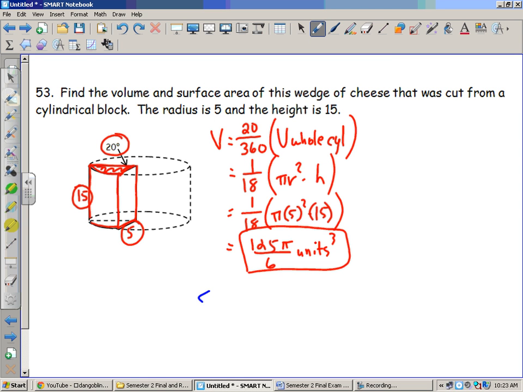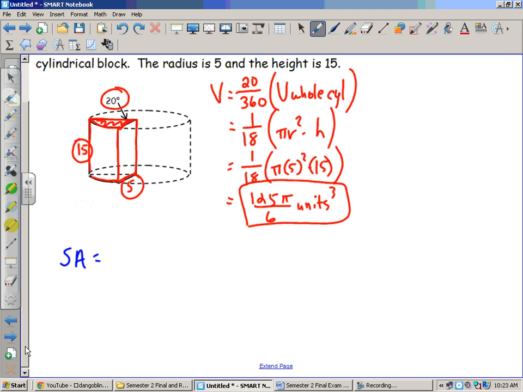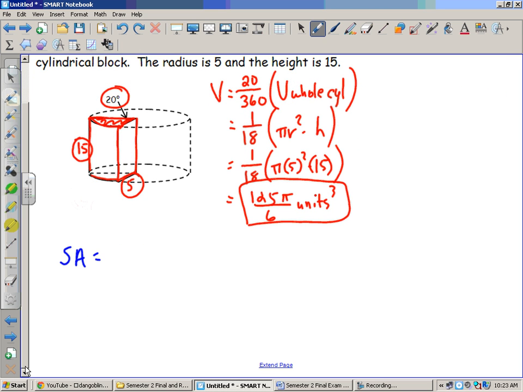All right, so that's volume. Surface area, on the other hand, is a little bit more difficult. So let me draw that over here so we can get as much room as possible. Okay, the surface area, you could think of it in a few ways. I'm just going to show you the way that we did it in class. In the surface area, basically, what I have is 2 sectors. So I got the area of 2 sectors.